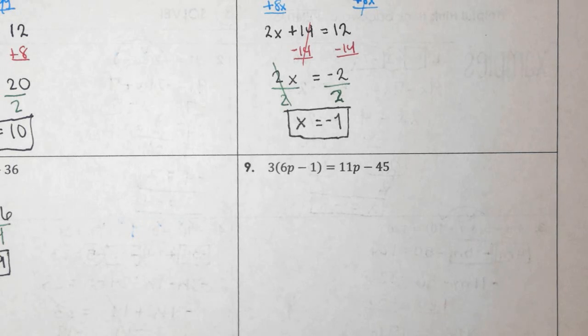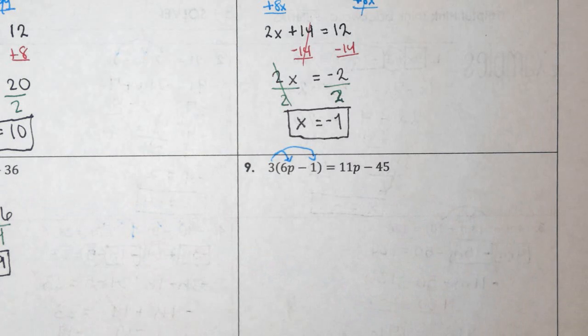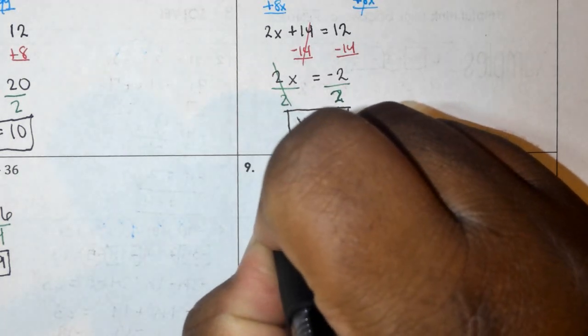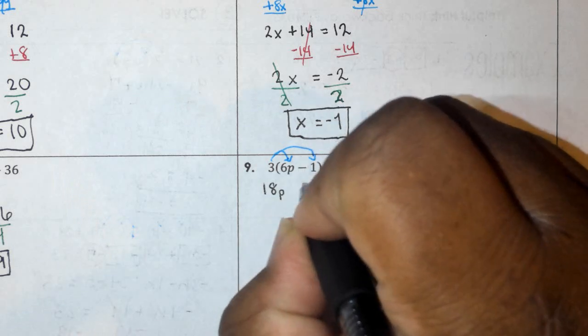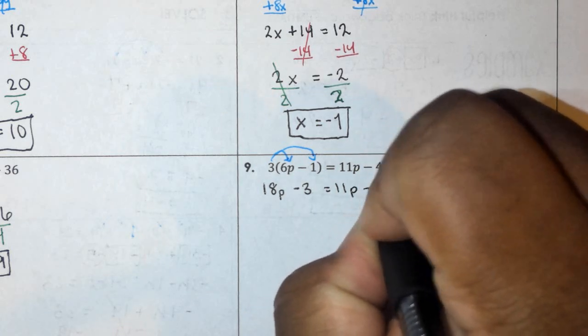We're going to distribute this 3 to the parentheses. Then after that, we're going to rewrite our equation. Then we're going to see that we have variables on both sides, and we're going to move our smaller variable to one side, and then we'll work it out from there. So, number 9, like I said, start with my distribution here. I'm going to rewrite my equation. That's 18p because it's 3 times 6p. 3 times negative 1 is going to be negative 3, equals 11p minus 45.